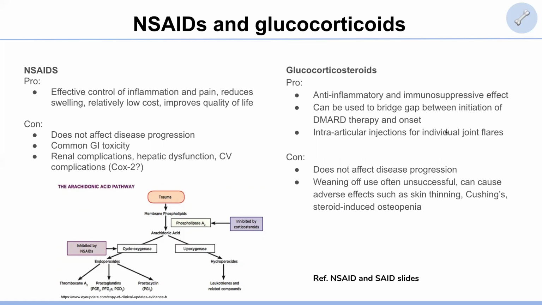Glucocorticoids also have an anti-inflammatory and immunosuppressive effect and can be directly injected into individual joints. However, they do not affect disease progression. So these can be used to bridge the gap between starting DMARDs and the onset of action, since DMARDs do take a while to work.